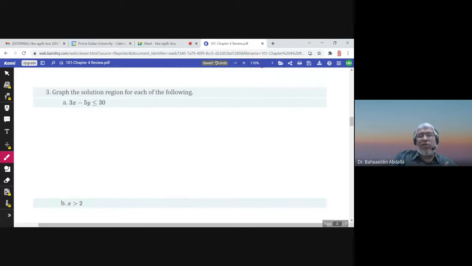Graph the solution region for each of the following. Well, this is a single inequality. To graph a single inequality, we make it an equation. We graph first the line. And to graph the line, I choose 2 points. I put x 0, so negative 5y will be 30. Y would be 30 over negative 5, that's negative 6. And if I put y 0, 3x would be 30, which means x is 10.